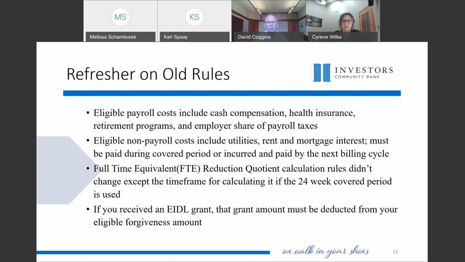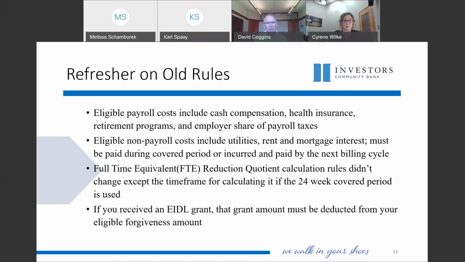So now with the new expanded rules, it seems like that's going to be less of an issue. You're not going to be stretching as hard as you might have had to before to find eligible expenses, now that you have 24 weeks of payroll to qualify. So I think that one becomes kind of a non-issue for most.